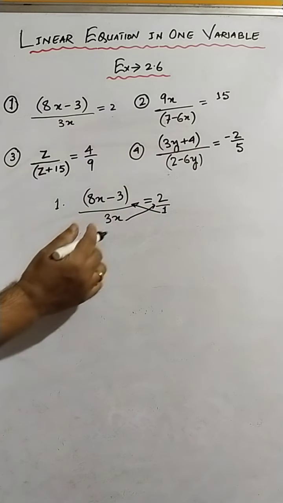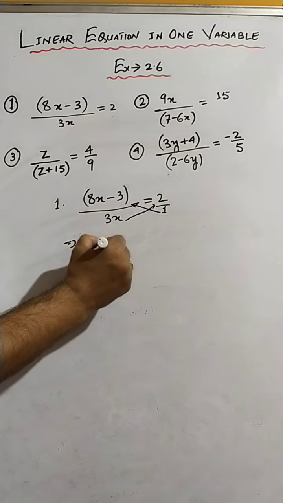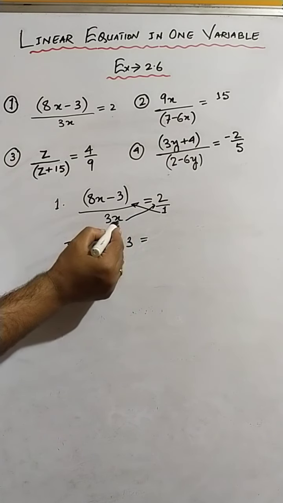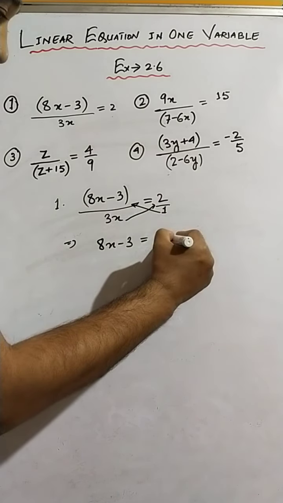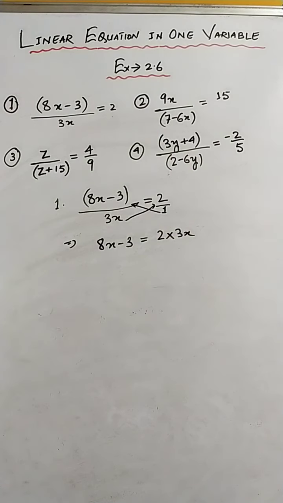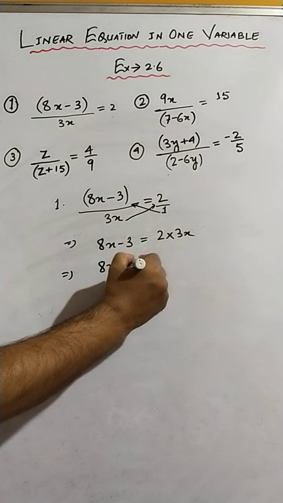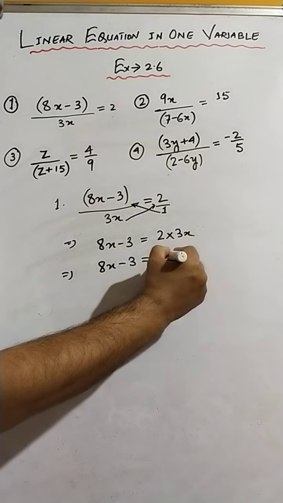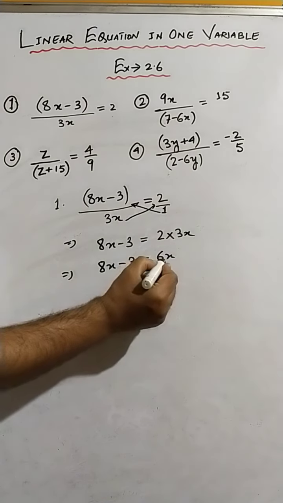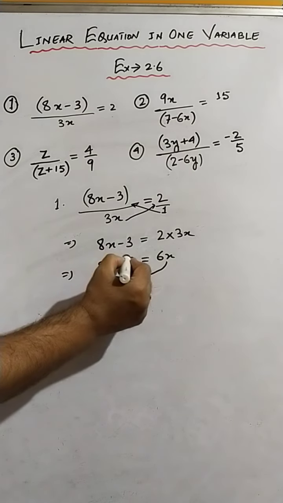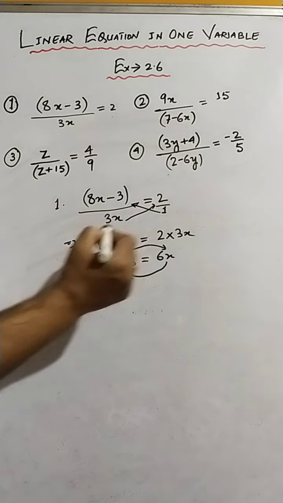So 1 into 8x minus 3 would be what? Same only. That is 8x minus 3. And if you multiply 3x with 2, then it will look like this. Now let's multiply this. So 8x minus 3 would be equals to 6x. Now what I will do, I will bring this 6x towards left hand side and I will take this minus 3 towards right hand side.